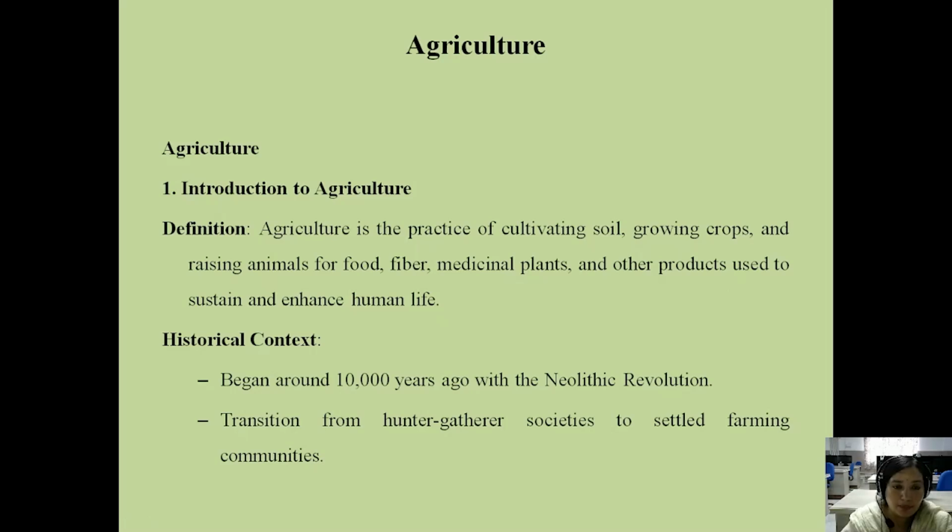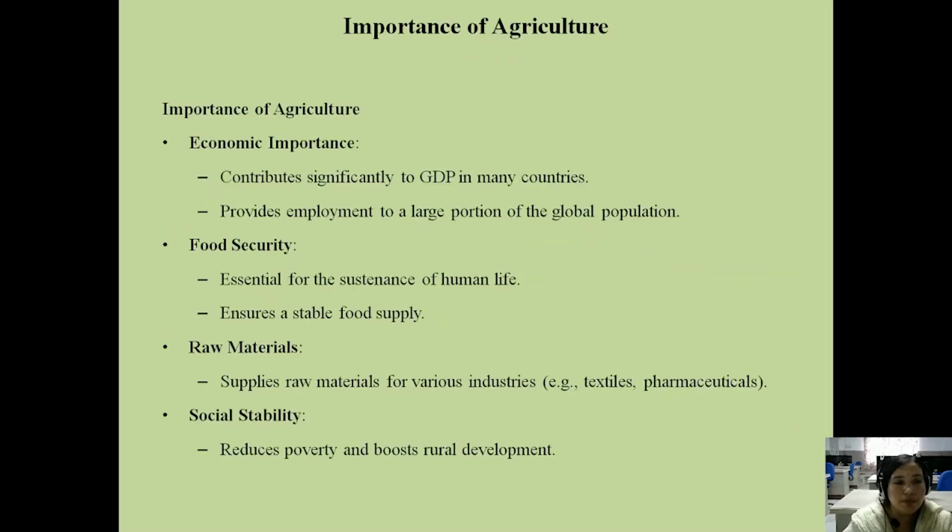That is about the term agriculture: agri and culture. Agri is related to land, soil and water, and culture is the practice of growing crops by cultivating soil and raising animals for food, fiber, medicinal plants and other products to sustain and enhance human life.